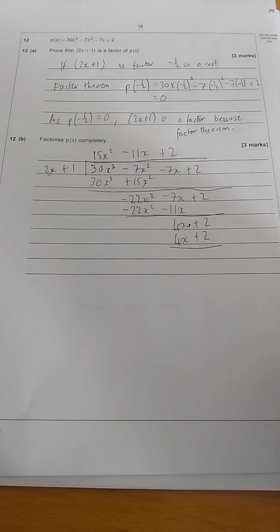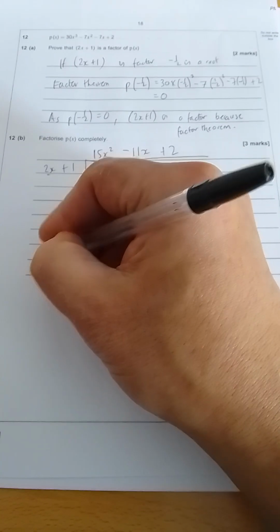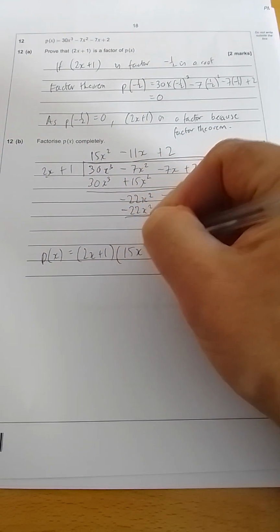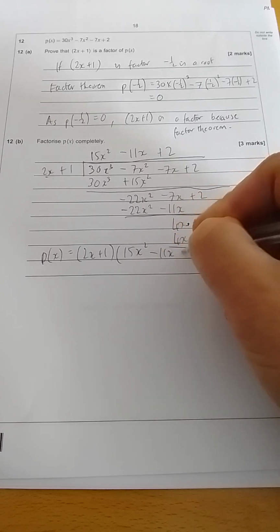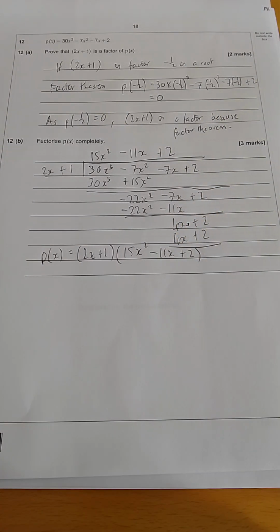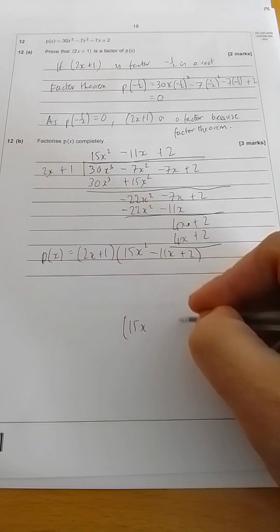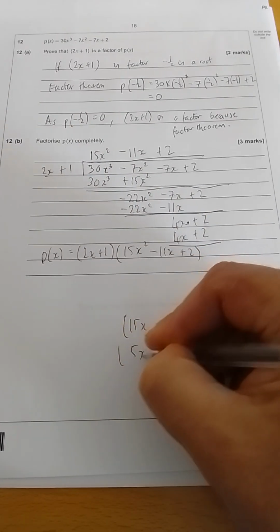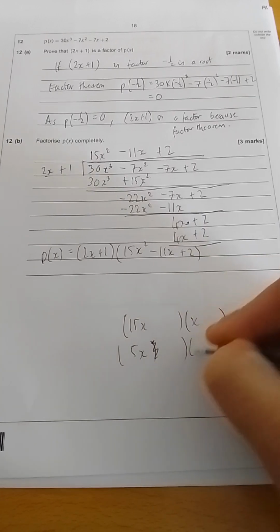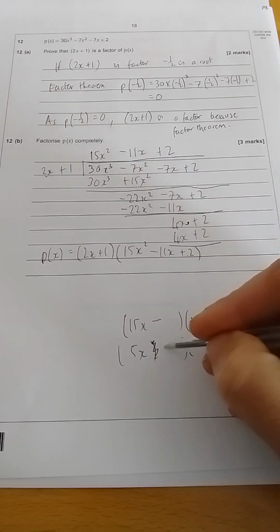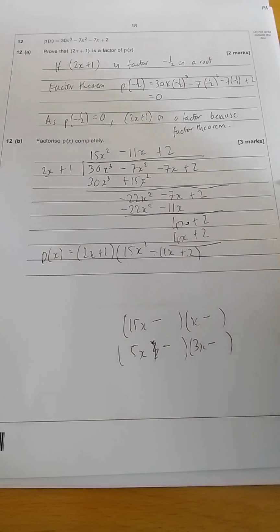So now that we know this function factorizes, p of x is equal to 2x plus 1 times 15x squared minus 11x plus 2. Now we need to factorize the quadratic part of that. You might be thinking the 15x squared could be 15x and x, or it could be 5x and 3x in the two brackets. Now, if you look at the plus sign on the end, this tells you both of the factorized brackets will have minus signs, because you need a minus term in the middle.